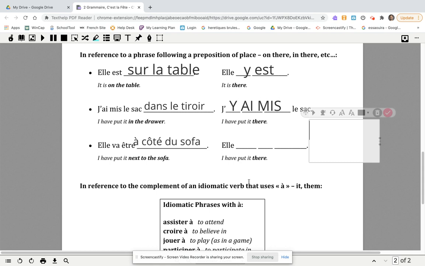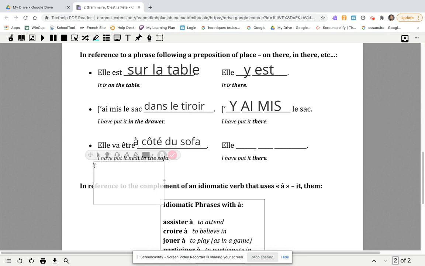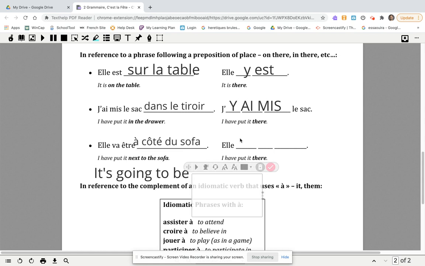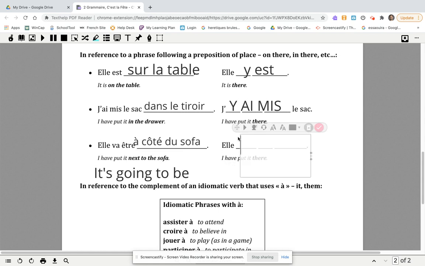Now, next one. It's "she is going to be next to the sofa." D'accord? You've got elle, va, and être. And then we have to stick y in there somewhere. So does it go before va? Does it go before être? Or does it go at the end? It doesn't go at the end. Now notice être is an infinitive, so it's going to go in front of the infinitive. Elle va y être.